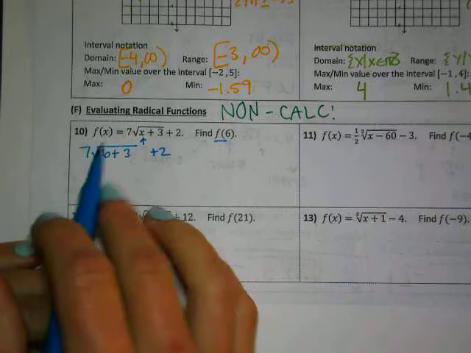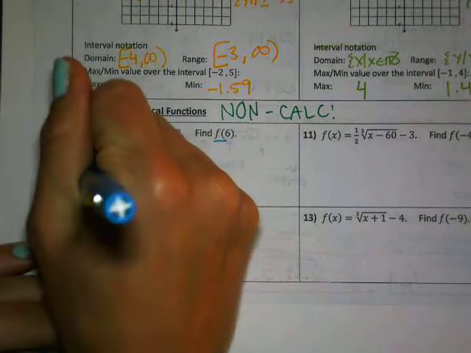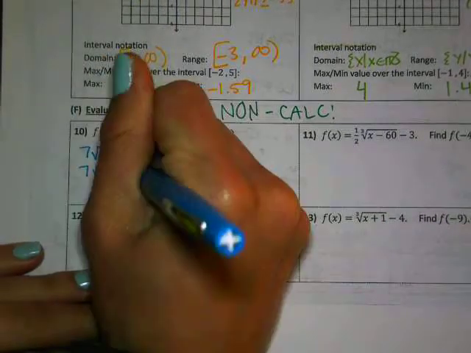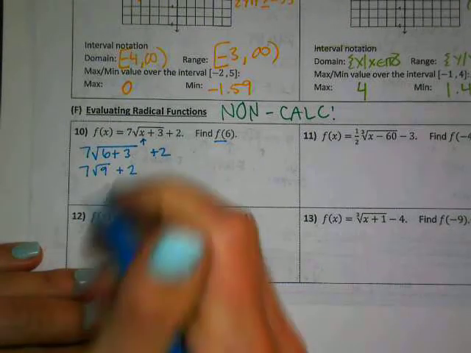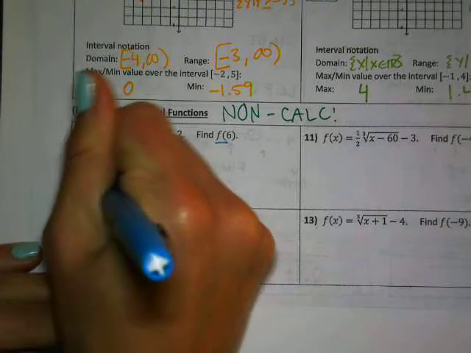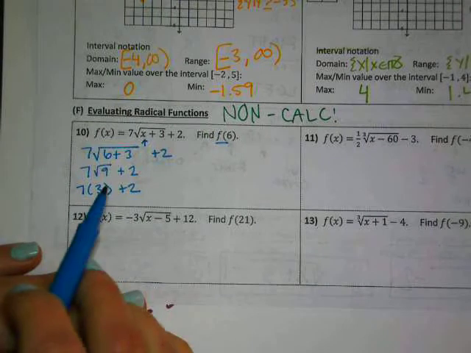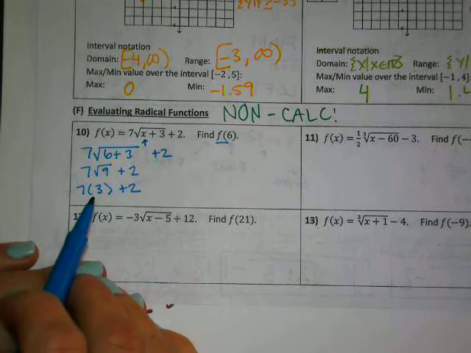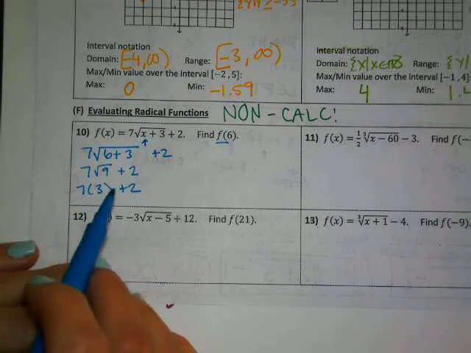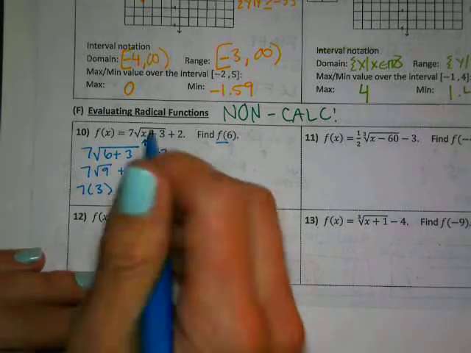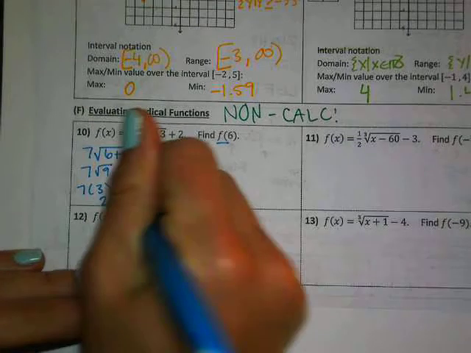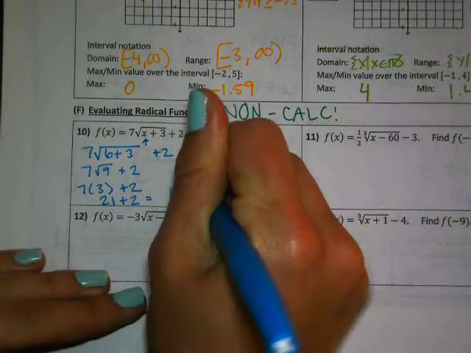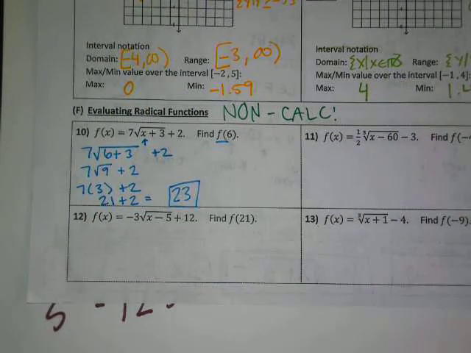All right, what is 6 plus 3? 9. Very good. What is the square root of 9? 3. All right, notice when I take the square root of 9, I just put 3. It is not in a root anymore because the square root of 9 is 3. Okay, what's 7 times 3? What's 21 plus 2? That's your answer. That's easy.